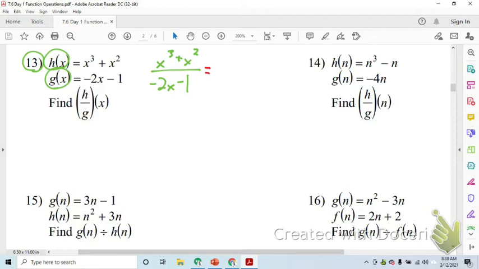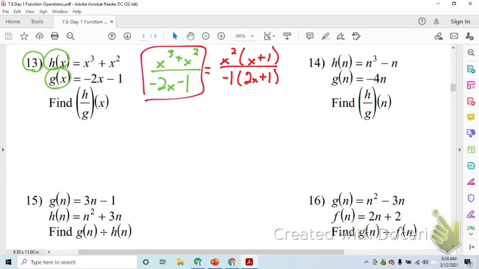But anyway, up top, I could factor out an x squared. I'm left with x plus 1, which is great. On bottom, you can factor out a negative 1. You're left with 2x plus 1. Now, it doesn't have to look like that, because technically, that's our answer. But I factored to see if I could cancel anything out, if I could get rid of anything. You can't. So that's why I went backwards and said, okay, that's fine.